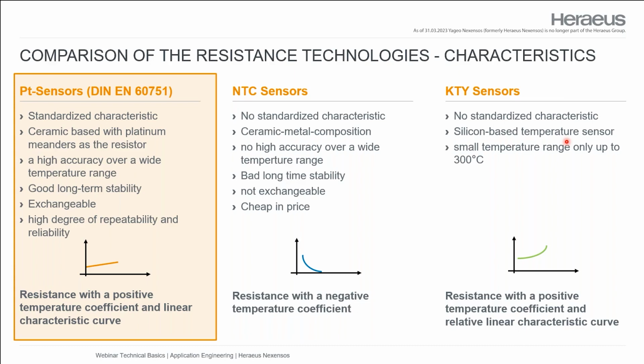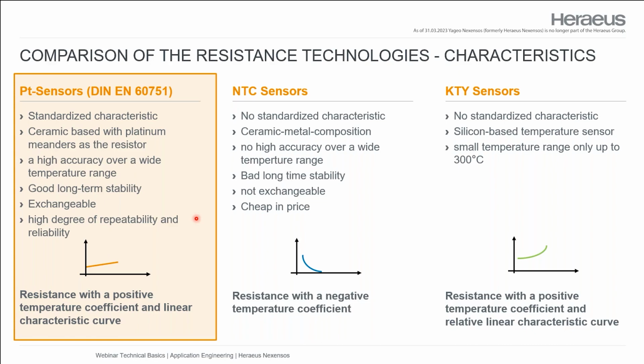And what you can easily see in the first line is that our sensor is standardized. It's standardized in the DIN norm. And here it is clearly described what the sensor should show you at which temperature. Our sensor is more or less a ceramic-based material, and on the top layer we have a metallization, in our case a platinum meander, and this meander is like a resistor. And our sensor is extremely accurate over a wide range, and it has a very, very good long-term stability.